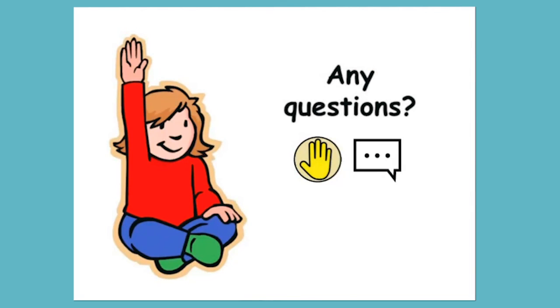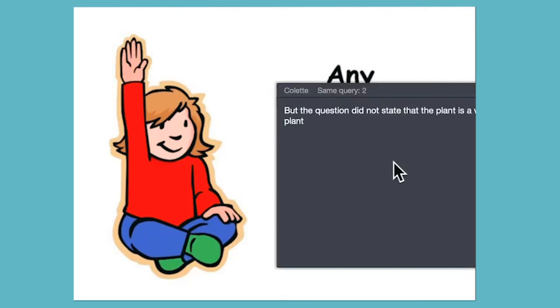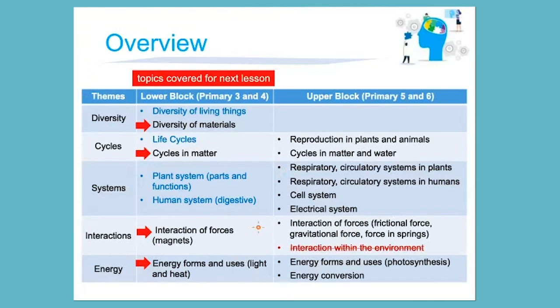At this point, are there any questions for what we've gone through so far? The question was that it did not state that the plant is a water lily plant. Yes, and we do not need to know whether it is a water lily plant or not. Based on the observations, only water bubbles will form on the upper surface. So without knowing it's a water lily, I can still know that the stomata are on the upper surface of the leaf only.